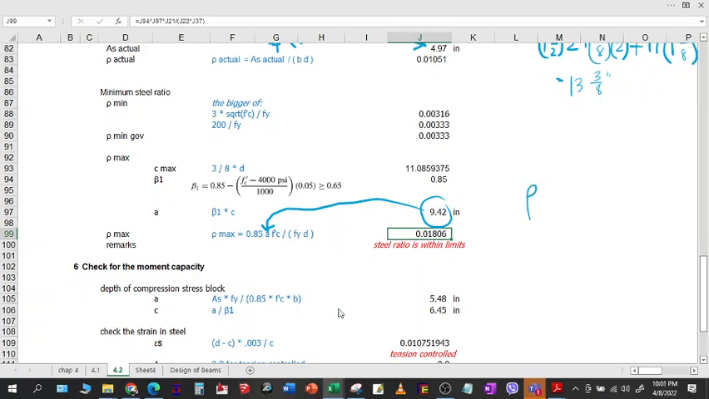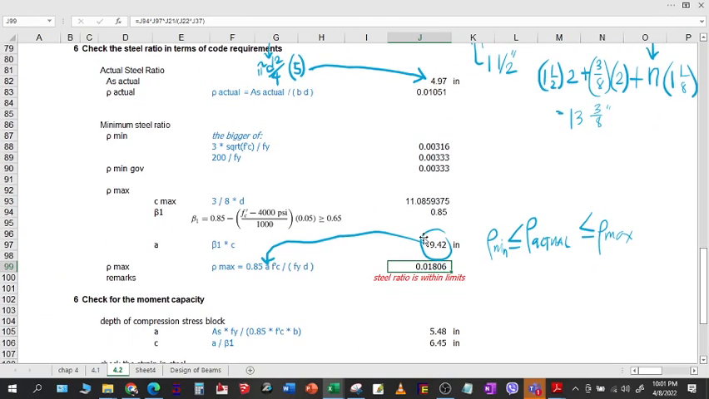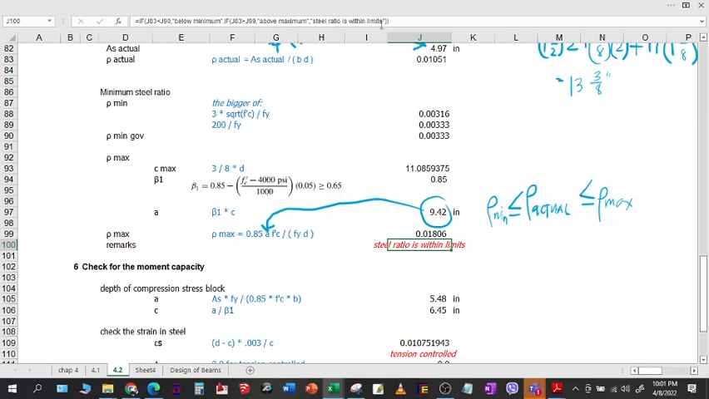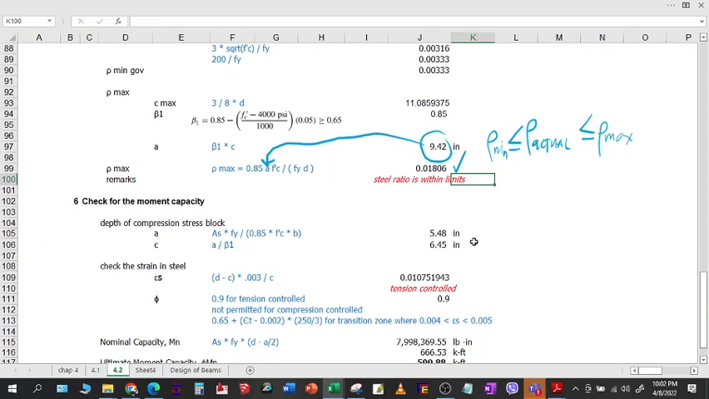So the rho actual should always be less than or equal to the maximum, and should be greater than or equal to the minimum. If this is not satisfied, then you change your design. You add more steel, or you deduct some steel, depending on what happens here. If above maximum, you deduct the quantity of steel, or you increase the width, whatever, as long as the rho actual is within the minimum and maximum. Here in my Excel file, there is a formula that will automatically state if the steel ratio is within the bounds of the minimum and maximum. In short, within limits.